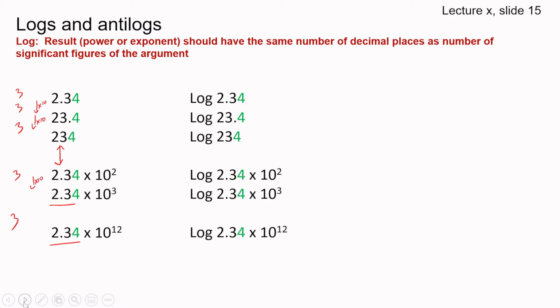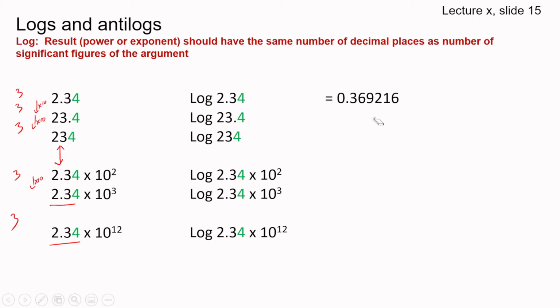So let's take the logarithm of all these numbers. Let's do the first one. What is the logarithm of 2.34? If you put that in your calculator, you're going to get 0.369216. This number is telling you exactly what 2.34 is. This number represents the value of 2.34.